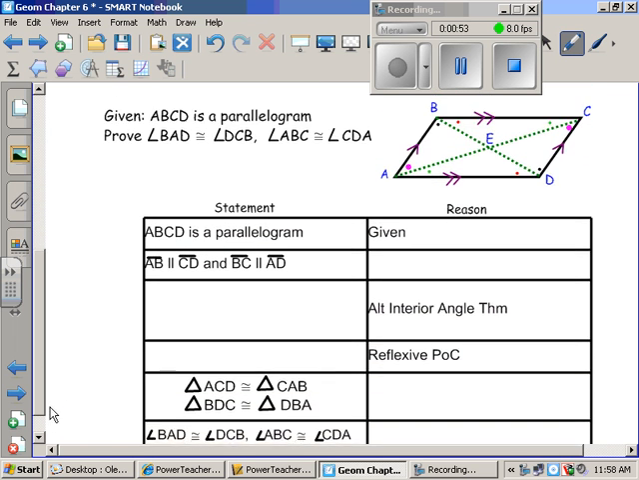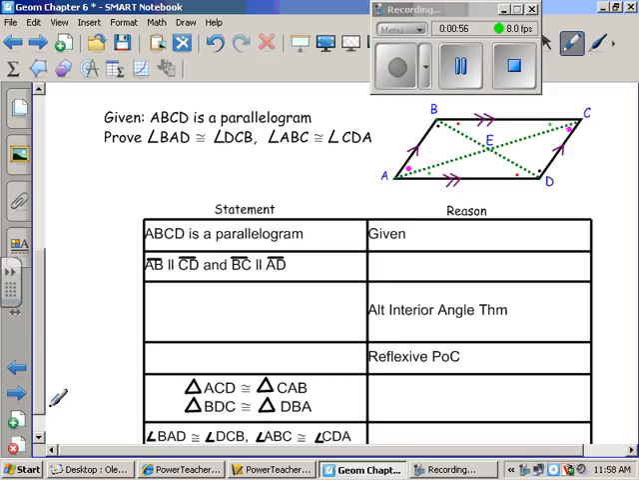So here's my picture. We're given that ABCD is a parallelogram, so all the characteristics apply. We want to prove that BAD is congruent to DCB and that ABC is congruent to CDA. So we're looking at opposite angles being congruent. Okay, so we're given that it's a parallelogram, which means the pure definition of a parallelogram is that AB is parallel to CD and that BC is parallel to AD. So that's the definition of a parallelogram.